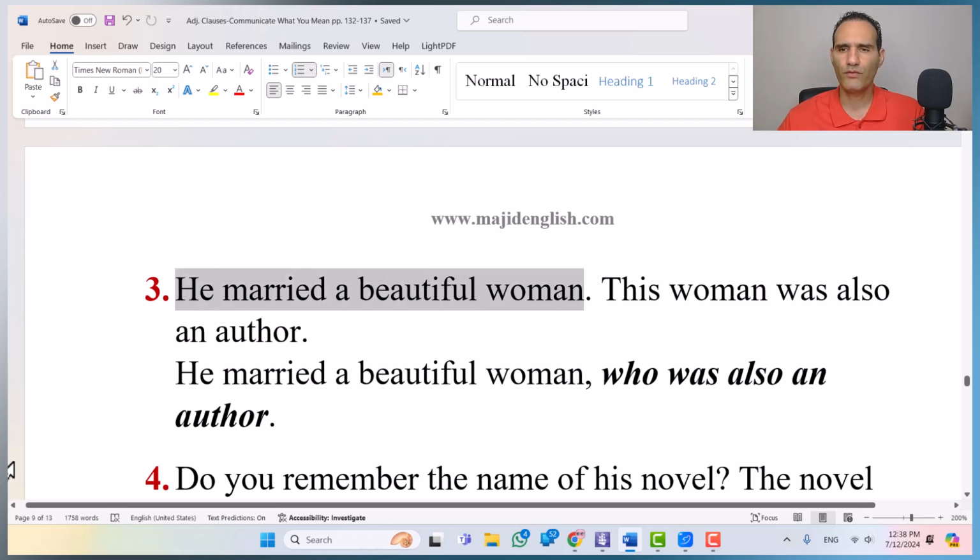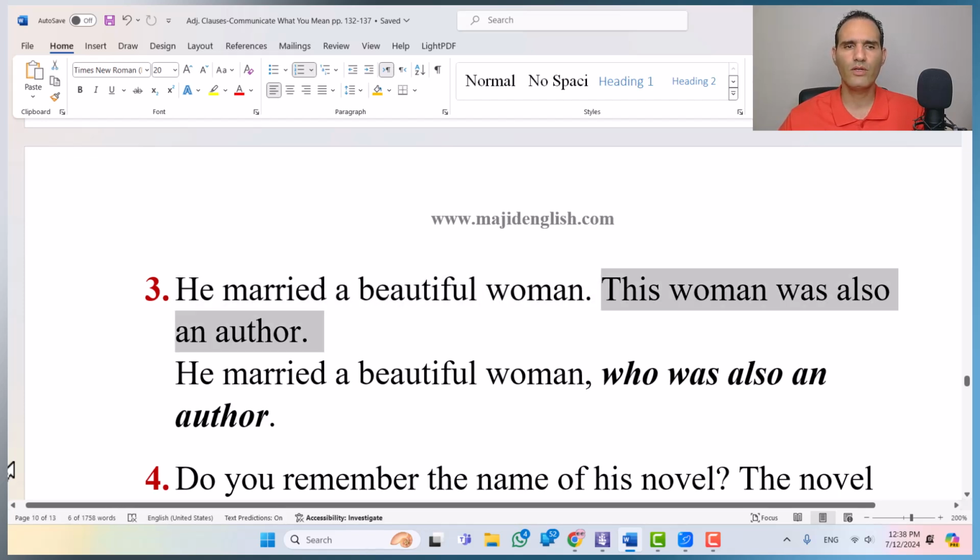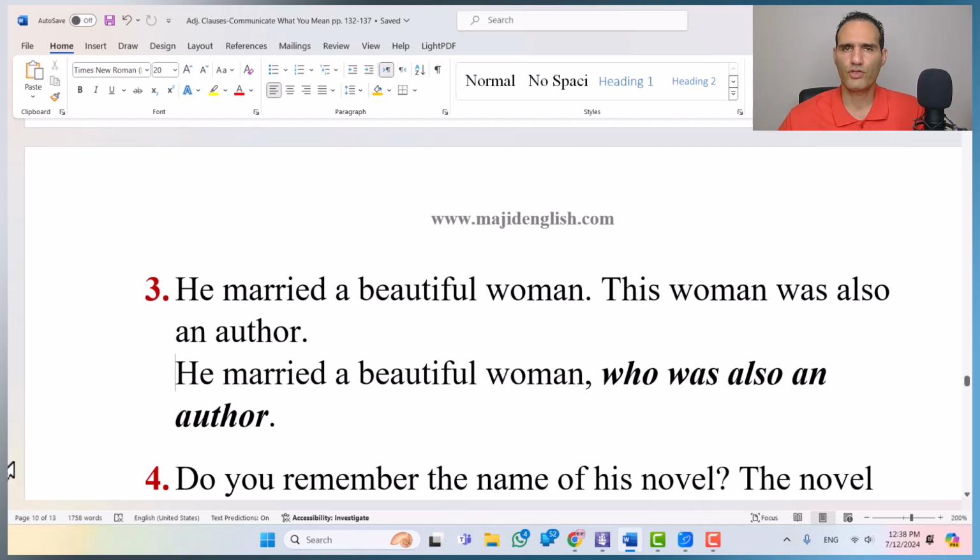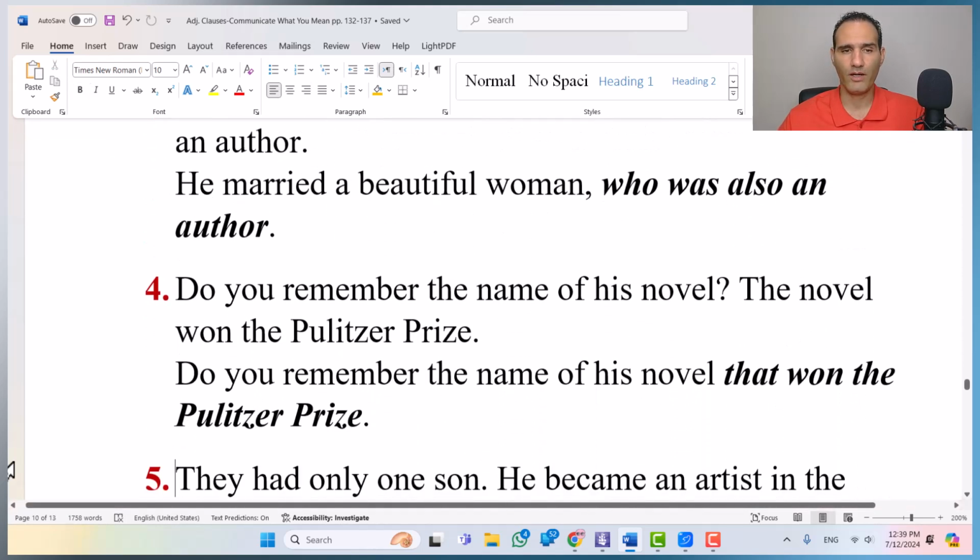He married a beautiful woman. This woman was also an author. So because there is just one wife, or we imagine there is just one wife, he married a beautiful woman, who was also an author. Unnecessary adjective clause set off by a comma.